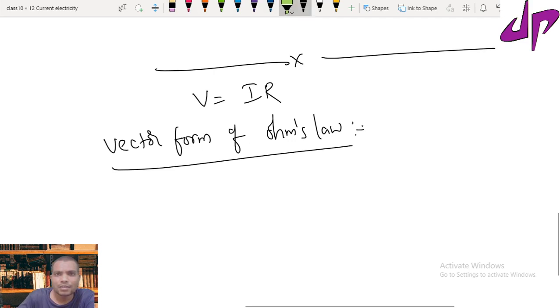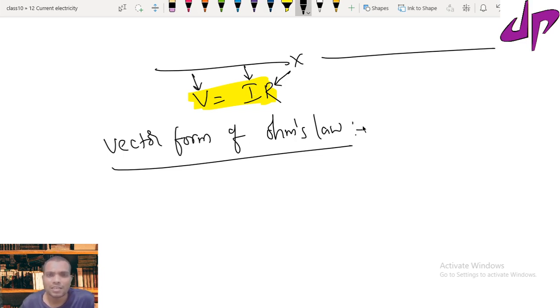Before that, look at the given expression V equal to IR. This is a scalar relation. V is the potential difference, a value, a number. Current is a scalar, and the resistance is also a value, a number. From this scalar relation, I would like to relate the same in terms of a vector relation. To do that, first I need to relate the potential V to a vector. If you remember the relation between potential and electric field, potential V equals E times d.